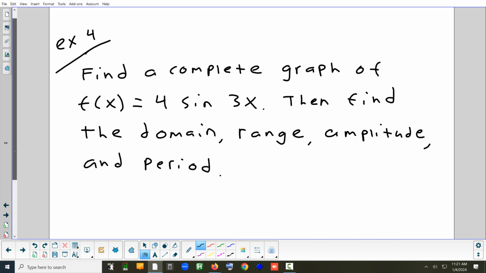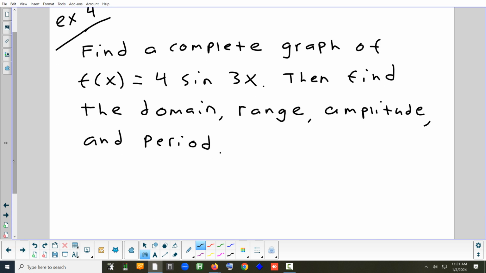All right. So let's try this one. Find a complete graph. That means on the calculator. You do not have to sketch it by hand. You don't have to make a table. So they want us to find a complete graph and then find the domain, the range, the amplitude, and the period. It's actually easier to find these things first, some of them, because then it tells you how to set your window on the calculator.